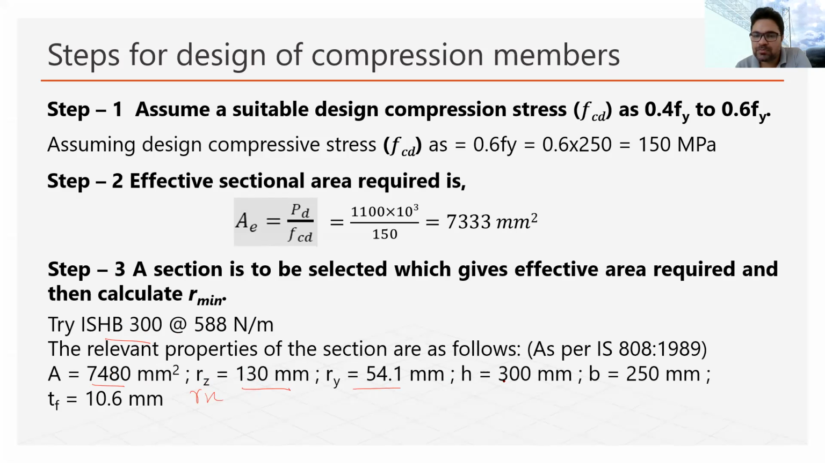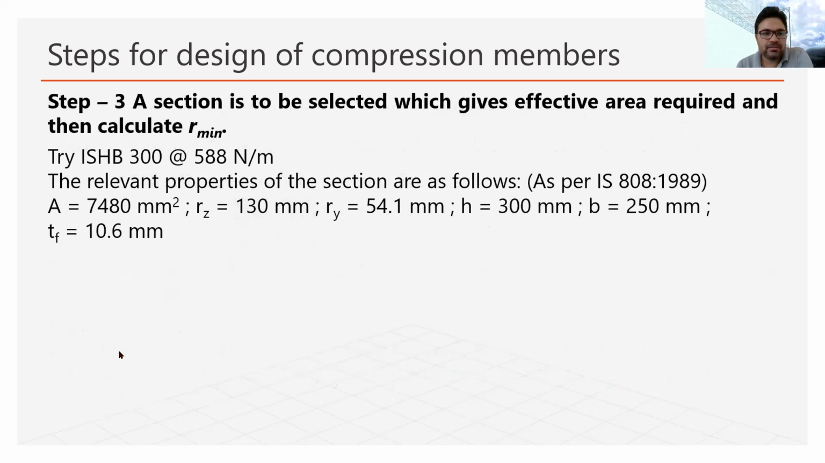Then the Ry value. It was written as D value, but now I have written this as H value, which is 300 mm. And B is the width of flange. So I have noted down all the values. Similarly, the thickness of flange is 10.6 mm. All these values are required to calculate various parameters. Also, we will identify which one is the minimum radius of gyration. We can see the minimum radius of gyration is along the Z axis, which is 54.1 mm.